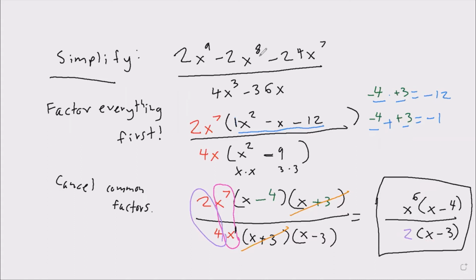You can cancel common factors like we did here with the x plus 3s because a factor is being multiplied, and a multiplication and a division will cancel each other out. We cannot cancel these x's here because those are terms. They're being subtracted. A subtraction and a division don't cancel each other out. For factors like over here, the x plus 3 and the x plus 3 were multiplied, so they do cancel.